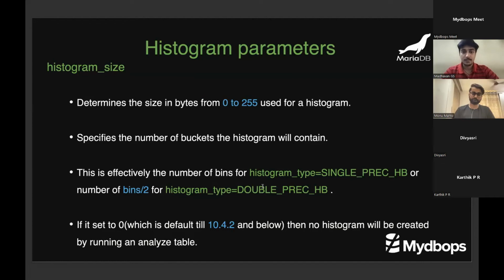And this variable we can set globally, depending on our cardinality value or the distinct values we have in a column. So accordingly we can set it, and we can change the histogram type. If it is set to 0, which is the default till 10.4.2 and below, no histogram will be created by running analyze table, nor will it collect table statistics.